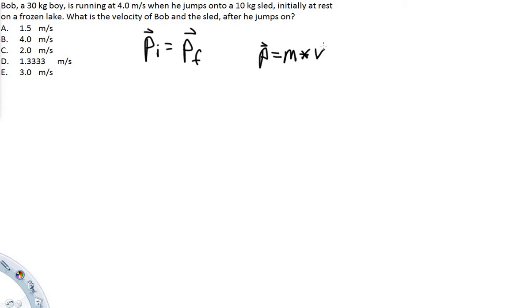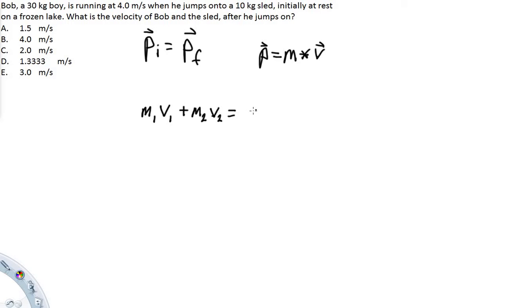So it is going to be mass 1 times velocity 1, and this is going to be for Bob, plus the mass 2 of the sled times the velocity of the sled. And since Bob is jumping on the sled, they are going to be treated as if they were stuck together.